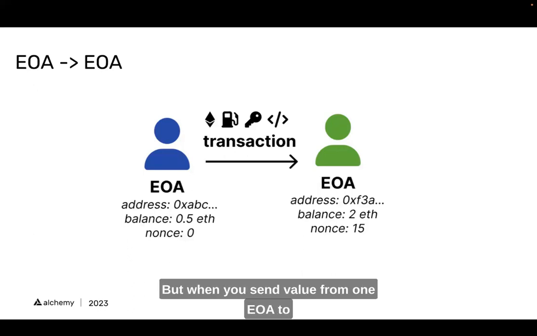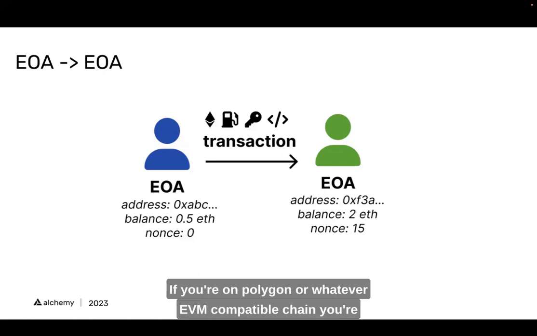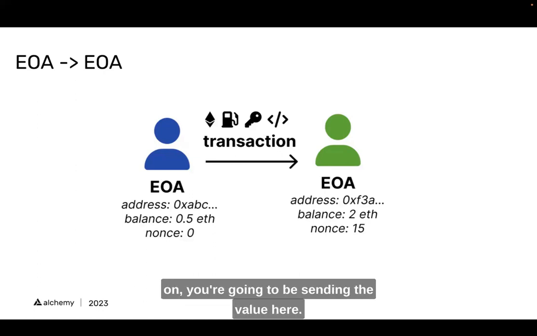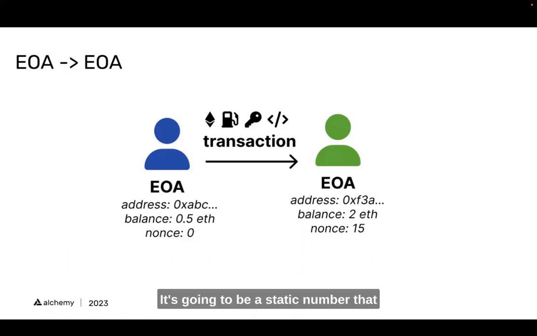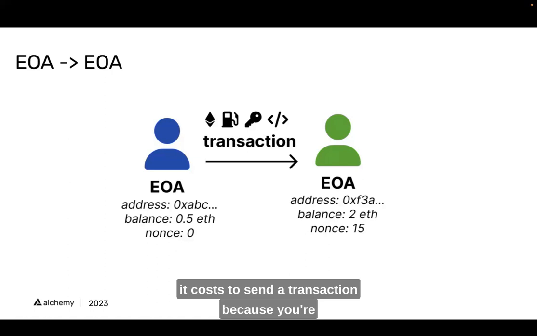But when you send value from one EOA to another, the important parameter here is the value. It's going to be the Ether or the Matic, if you're on Polygon or whatever EVM compatible chain you're on. You're going to be sending the value here. The gas that it costs to send a transaction between an EOA and an EOA is always going to be the same. It's going to be a static number that it costs to send a transaction because you're not interacting with a smart contract.